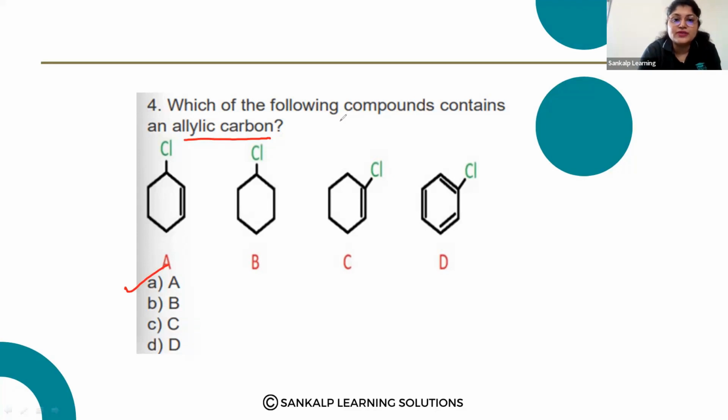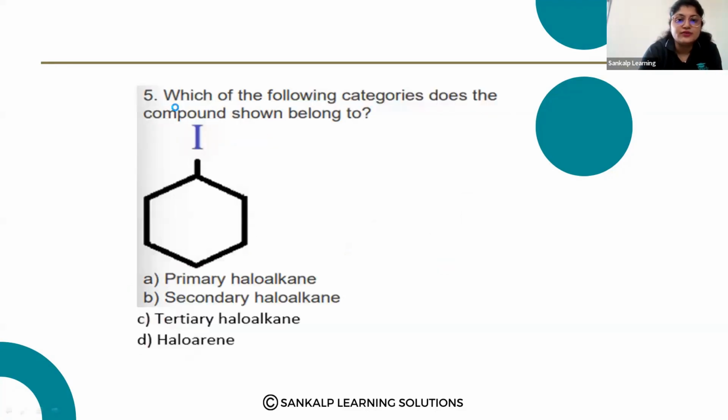Which of the following compounds contains allylic carbon? We have discussed what is allylic carbon. Allylic carbon means the halogen atom is bonded to an sp3 hybridized carbon, which is next to a carbon-carbon double bond, right? So when you have a halogen atom linked to a carbon which is sp3 hybridized and next to a carbon-carbon double bond, this is the example for an allylic carbon. So answer A will be the right answer. We have discussed this, so we'll go for the next one.